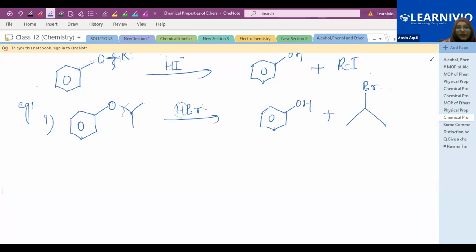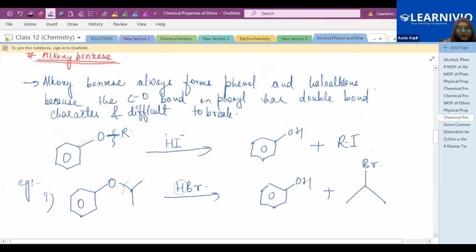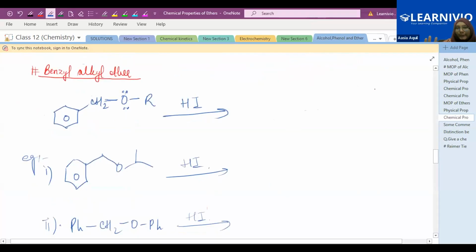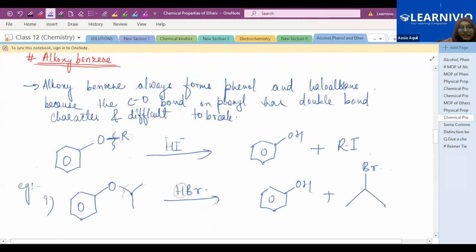Okay, this is the case of alkoxybenzene. Now the second is benzyl alkyl ether. So this was a benzene. See here, what was alkoxybenzene? The benzene ring is directly attached to oxygen. So this is alkoxybenzene, when the alkoxy group is directly attached to the benzene.